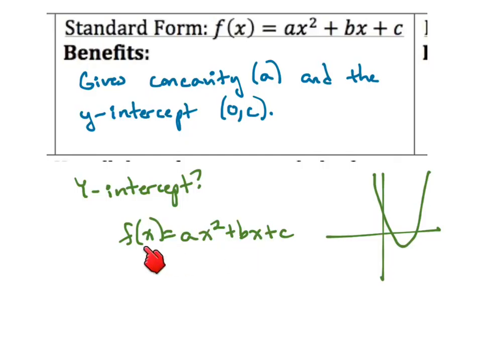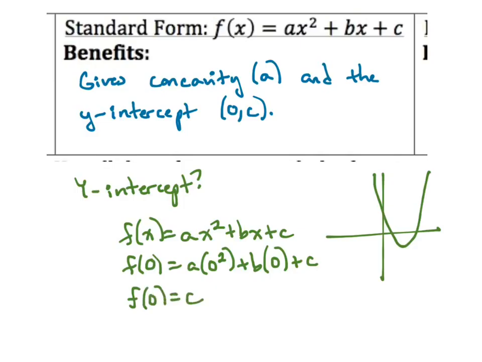If we plug 0 in for x, if we look at f of 0, we get a times 0 squared plus b times 0 plus c. Oh, those are going to be zeros, aren't they? So f of 0 is going to be c. Simple enough. Even if we had an a there, it would still be c. So that's going to tell us our intercept.